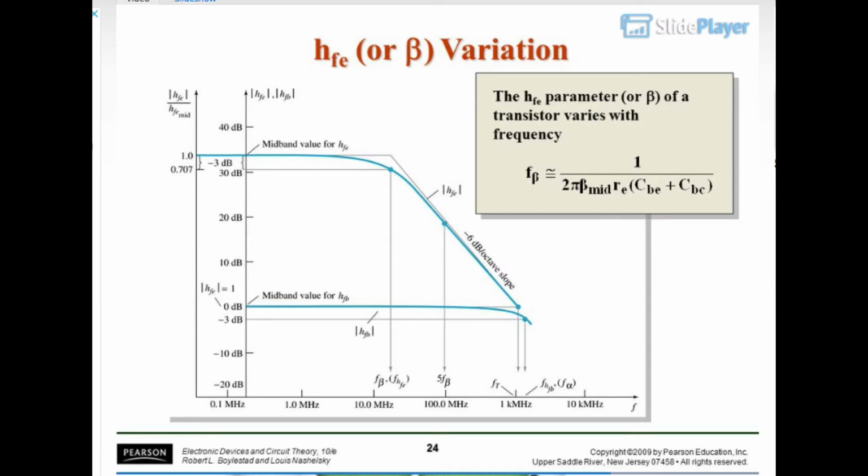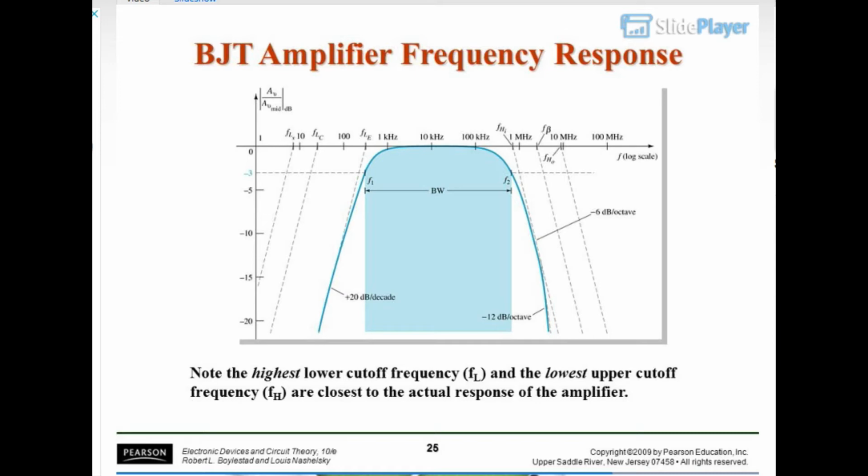24. BJT amplifier frequency response. Note the highest lower cutoff frequency, FL, and the lowest upper cutoff frequency, FH, are closest to the actual response of the amplifier.